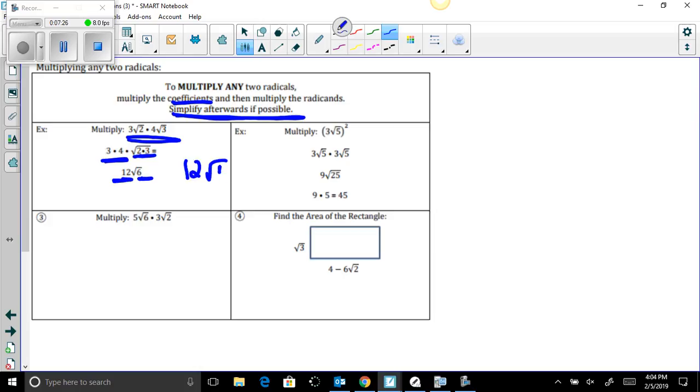Now ask yourself, can I simplify this any further? Is 6 a perfect square? No, it's not. Can it be broken down any further? Are there 2 numbers that multiply to give me 6, one of them being a perfect square? And no, there isn't, so that is why that is my answer.